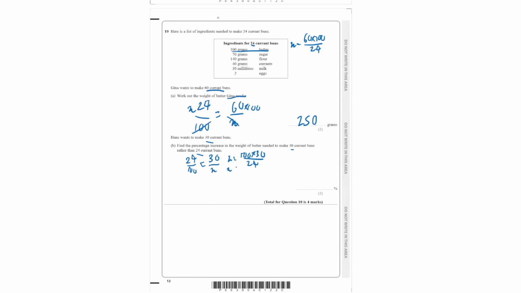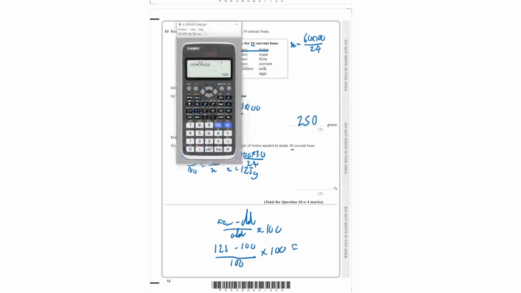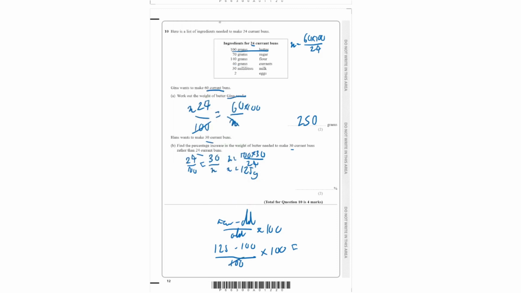So Hans uses 125 grams of butter, but we need to know the percentage increase, and we simply follow the formula: new minus old over old times 100. So the new value is 125. The old value is given as 100. Now we divide by the old value, which is 100, and we multiply that by 100. And we can use a calculator to get our answer. 125 minus 100 divided by 100 and times 100 simply cancels out. So we get a 25% increase.